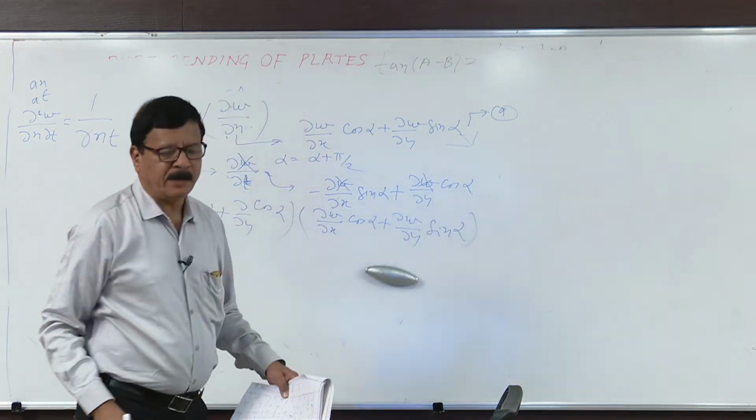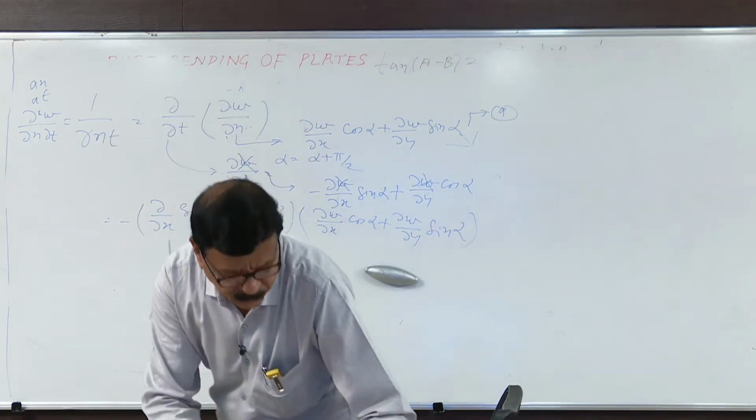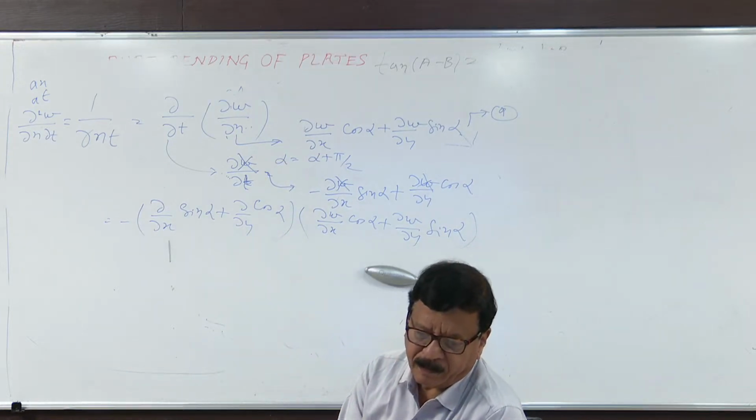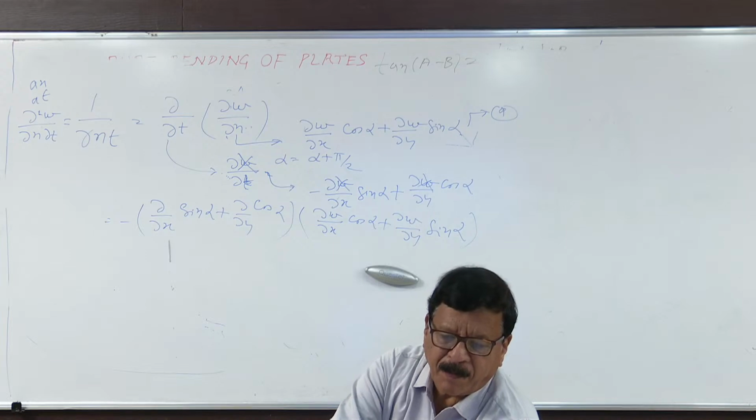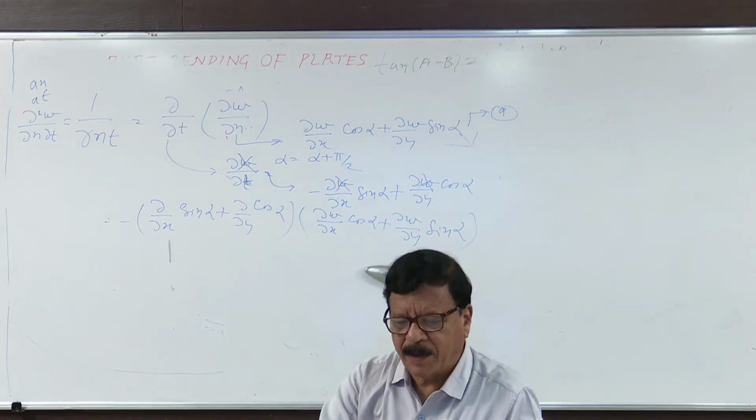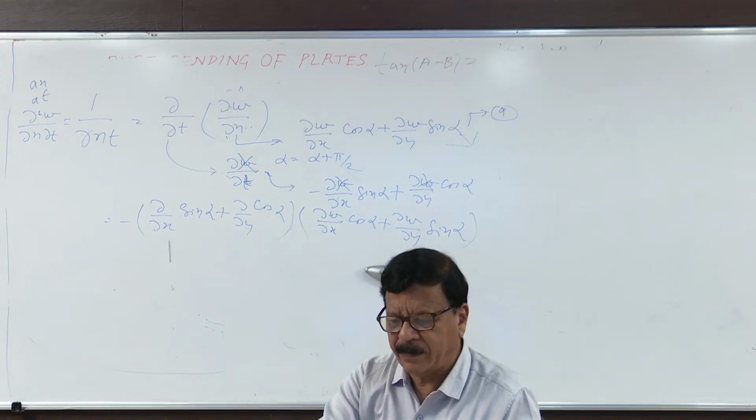Agree everybody? Understood or not? Yes, sir. Okay. So, find out 1 upon Rnt. Open the bracket, multiply the things.